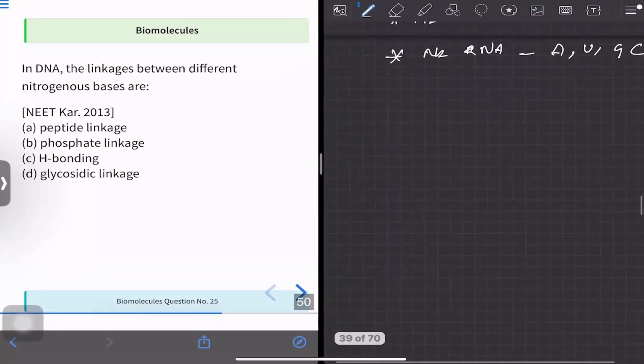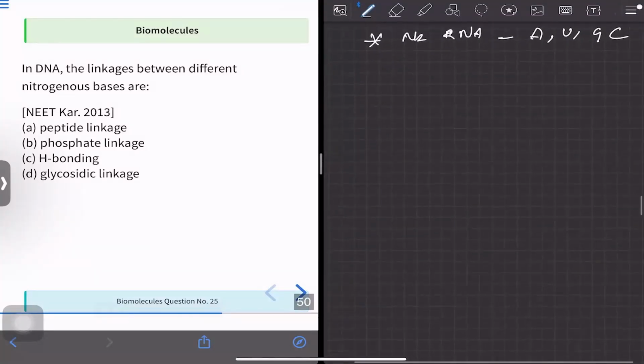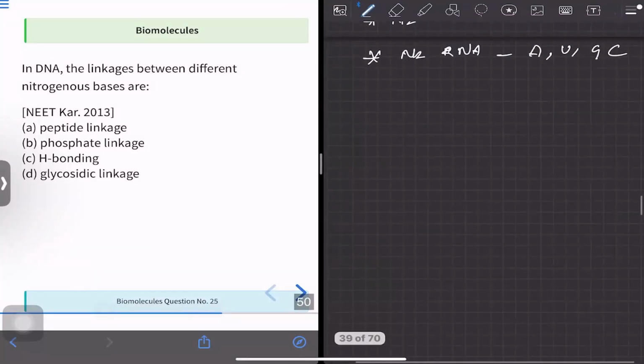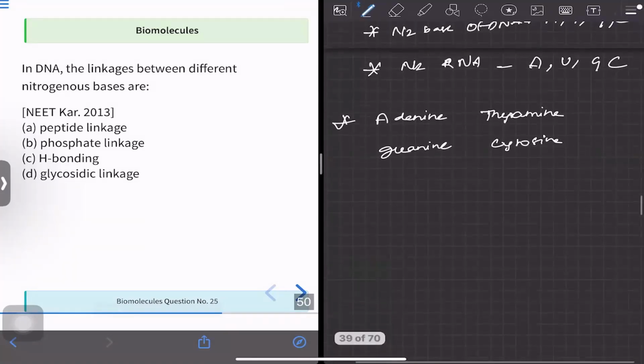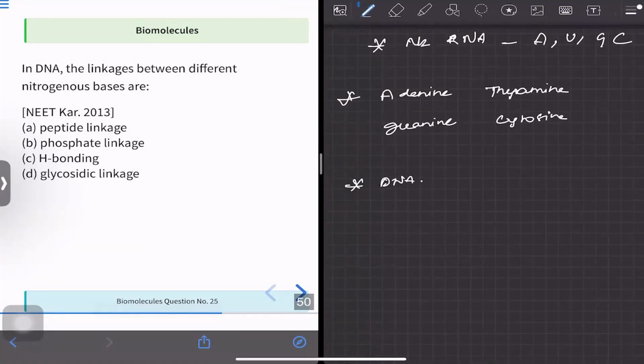Next question. In DNA, the linkage between nitrogenous bases. We all know that the nitrogenous bases in DNA are adenine, thymine, guanine, and cytosine. How are they linked to each other? We all know DNA is a double helical structure. Double helical structure means it contains two strands.